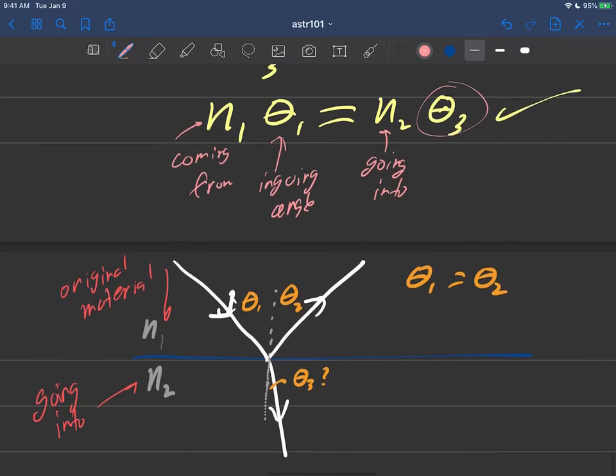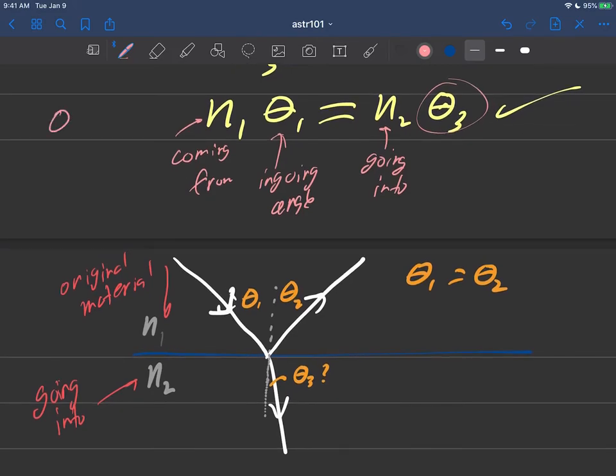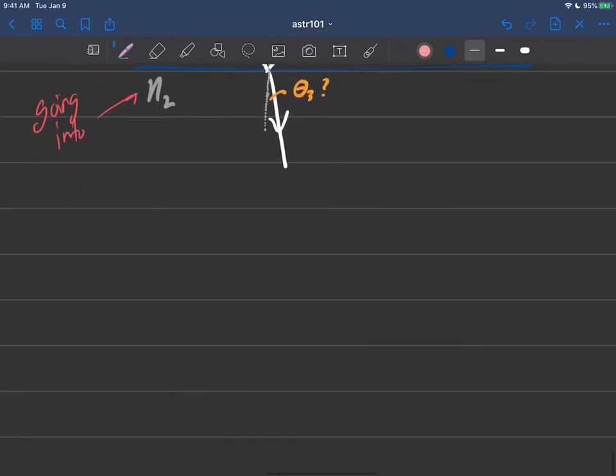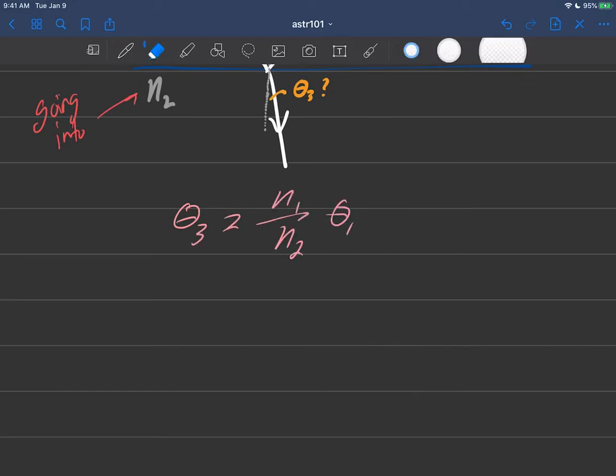So if we did a bit of algebra on this here, we would see then that theta 3 is going to come out to be equal to n1 over n2 times theta 1. So this is our key equation that we have to work on now. n1 over n2 times theta 1. So let me maybe put some numbers in here. n1 over n2 times theta 1. This is the trend that we see in refraction.